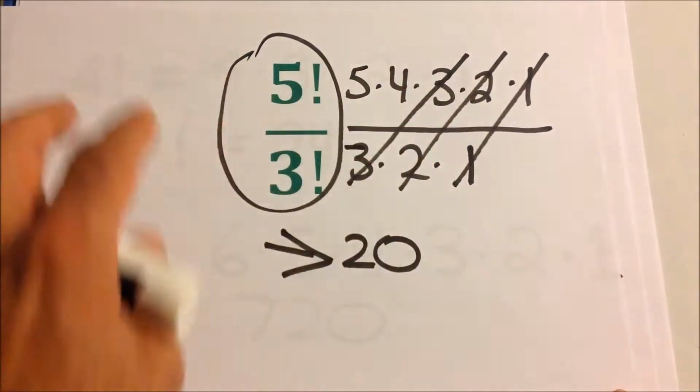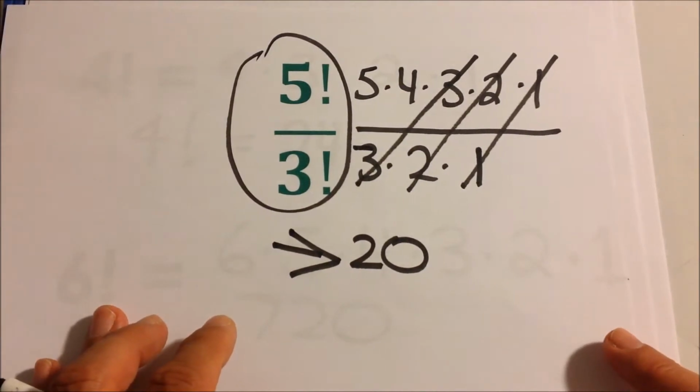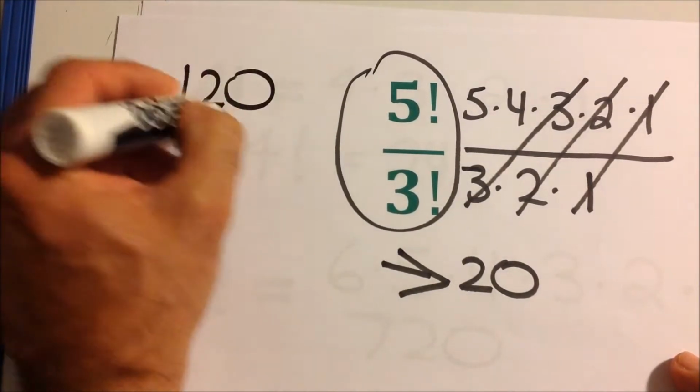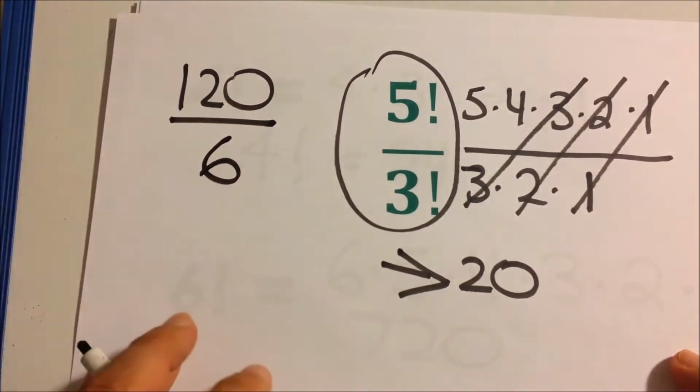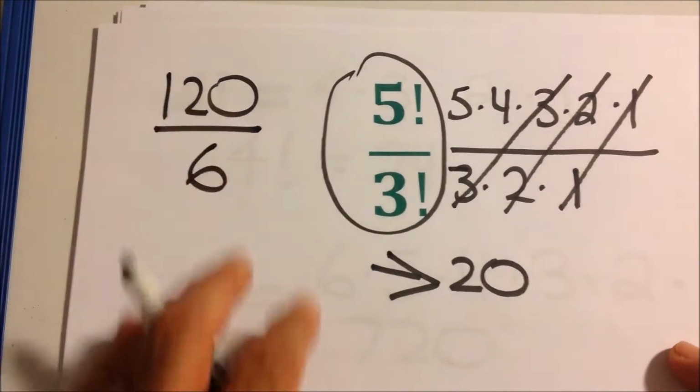Now, if you didn't cancel, you can just multiply them out and you'll get the same answer. So for example, if we had 5 factorial, we have 120. And we did 3 factorial already, we had 6. So 20 times 6 gives you 120. So you could have done it either way.